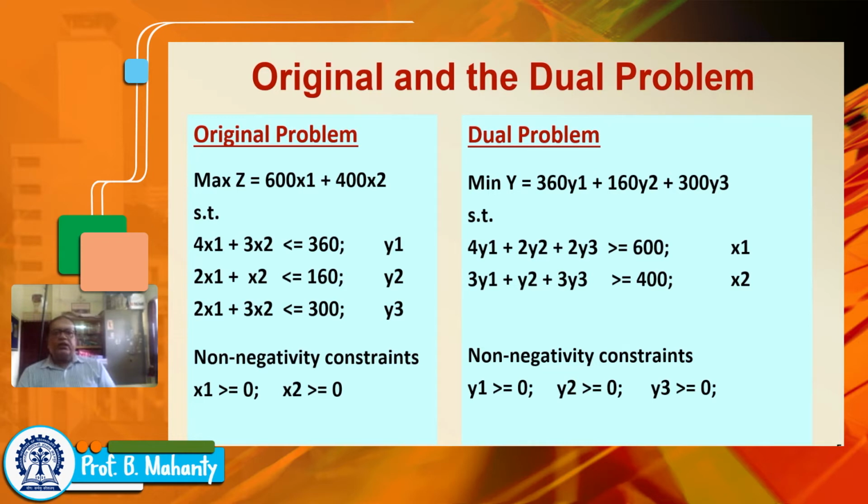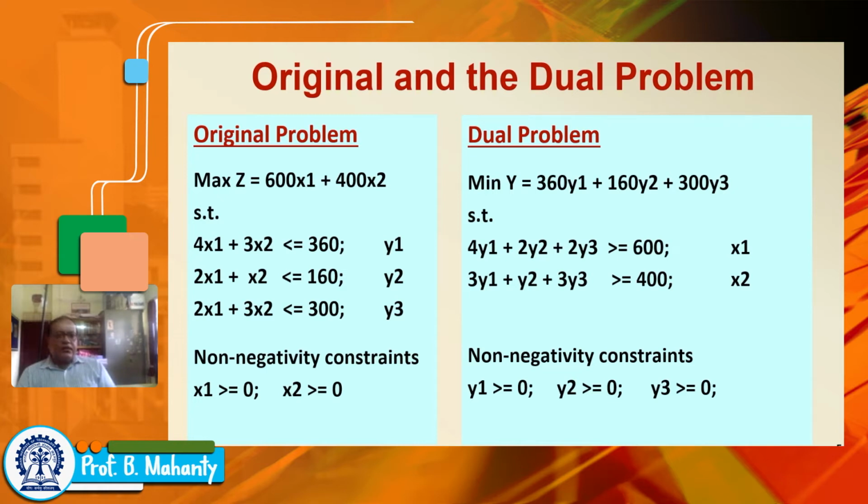the objective function will be connected to the resource values. Those are the B values. So 360y1 plus 160y2 plus 300y3, minimize that will be your objective function.